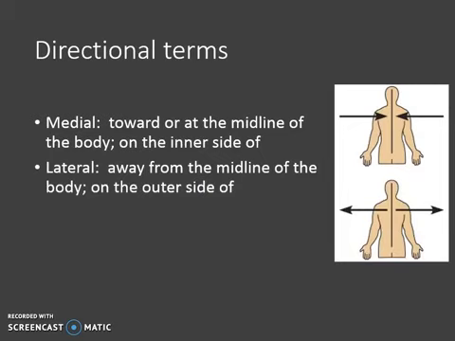Medial means towards or at the midline of the body. So think about if you were to draw an imaginary line right down the middle of the body, that would be the midline. Anything that's close to the middle of the body would be medial. So for example, your backbone is medial to your shoulder blades. Lateral is just the opposite of medial, meaning that it is farther away from that midline. So your shoulder blades would be lateral to your backbone.